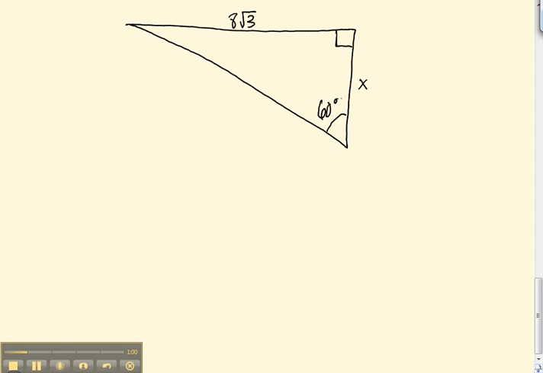Okay, I have an angle, 60 degrees, and I have the opposite side, and I'm trying to find the adjacent side. The tangent ratio for any angle is just the opposite side divided by the adjacent side. So fill in what you know. In other words, tangent of 60 is equal to the opposite side, which is 8 root 3, divided by the adjacent side, which is x.